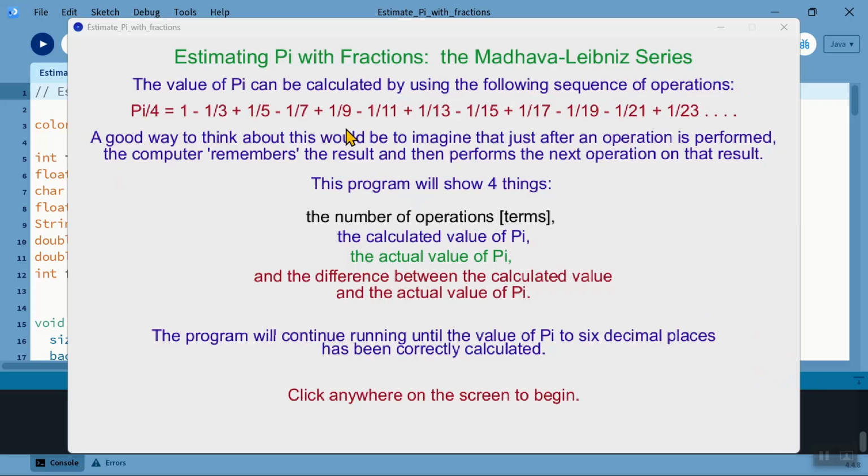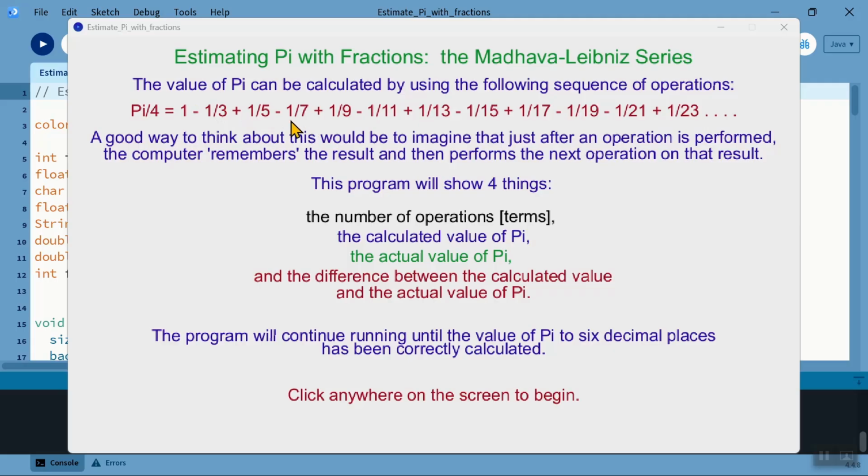A good way to think about this would be to imagine that just after an operation like 1 minus 1/3 is performed, the computer will remember the result at that point, and then it'll perform the next operation, plus 1/5, using the result of the prior operation or operations. So that's what happens with each term.